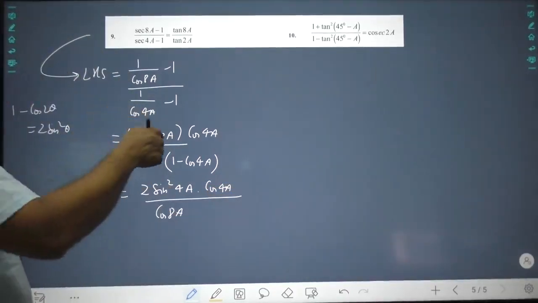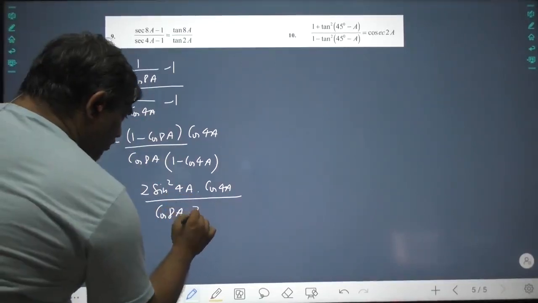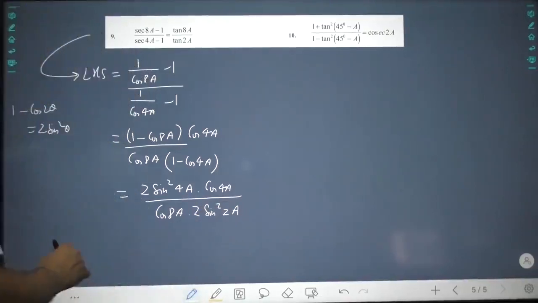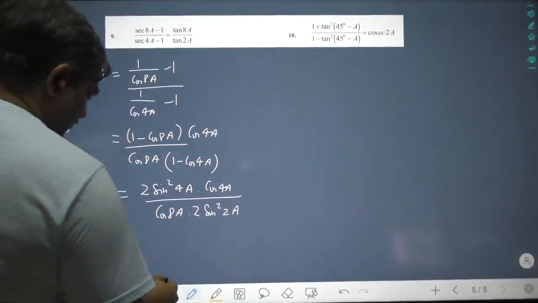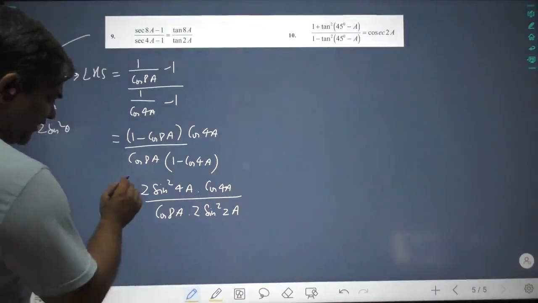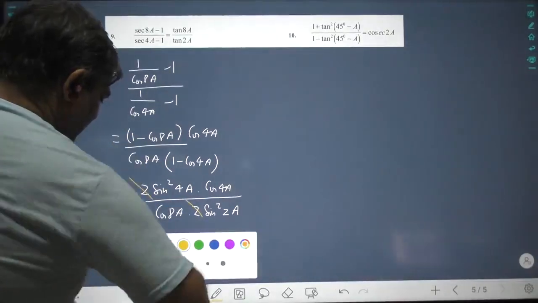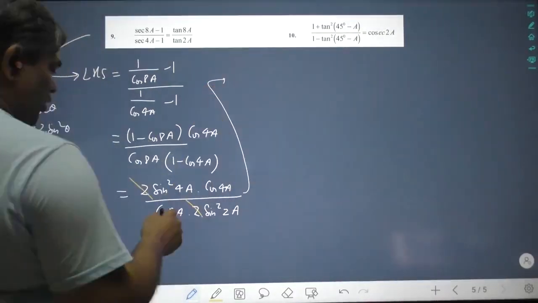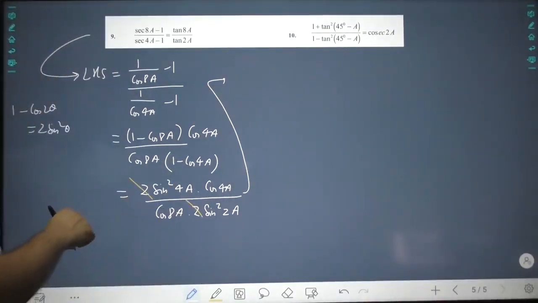Again using the same formula, 1 minus cos 4a is 2 sine square 2a. Now I am looking at what I have to prove. Let us first cancel if something is getting cancelled. Cancelling 2, by the way, it shouldn't be cancelled, but okay, now we have cancelled it. So I need tan 8a.